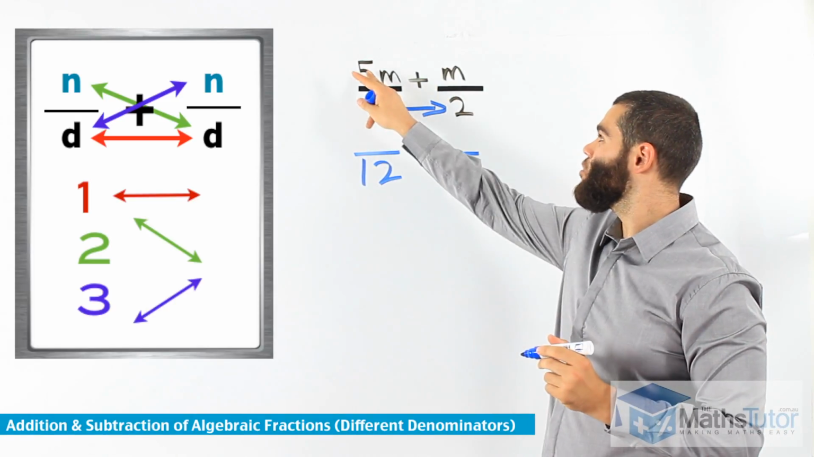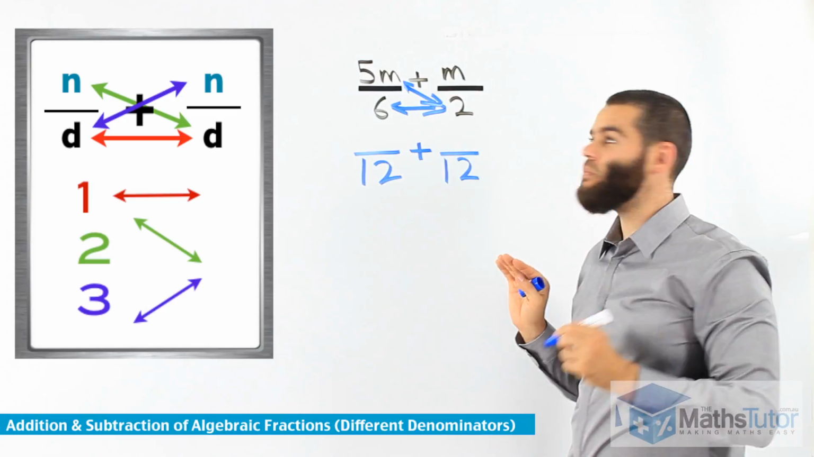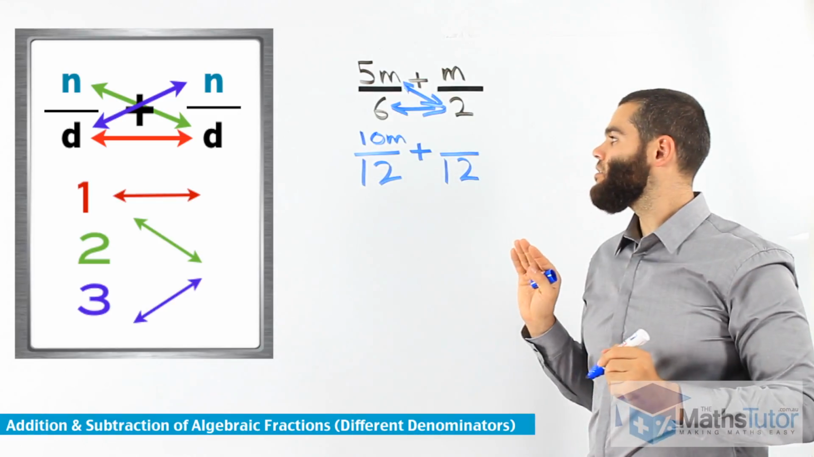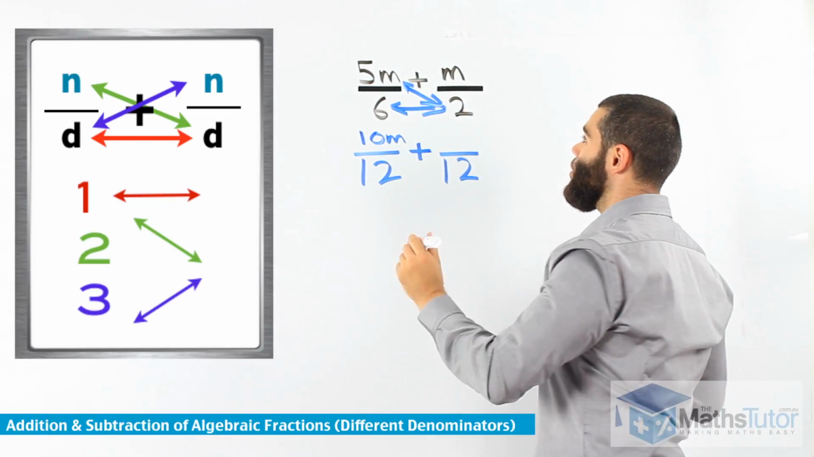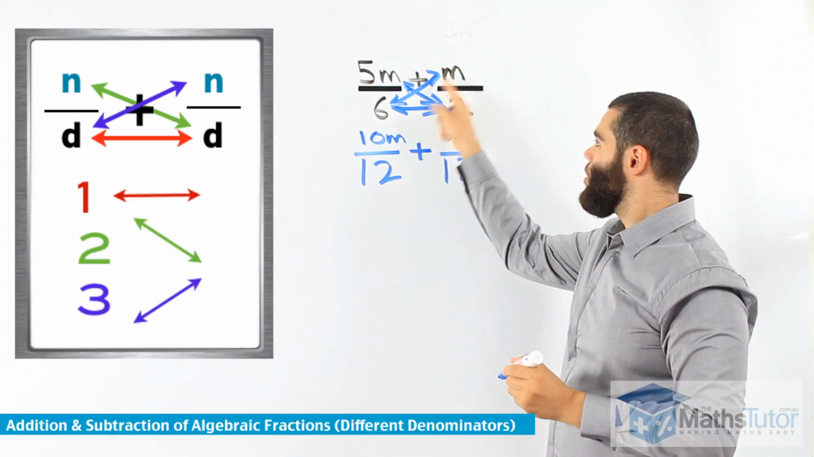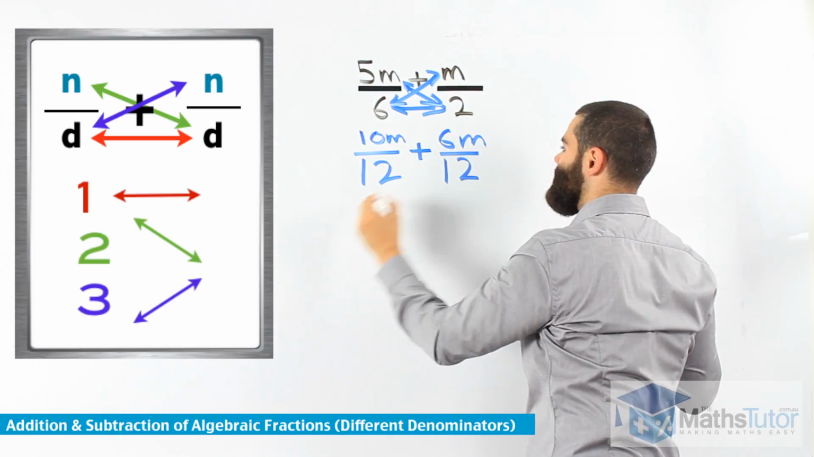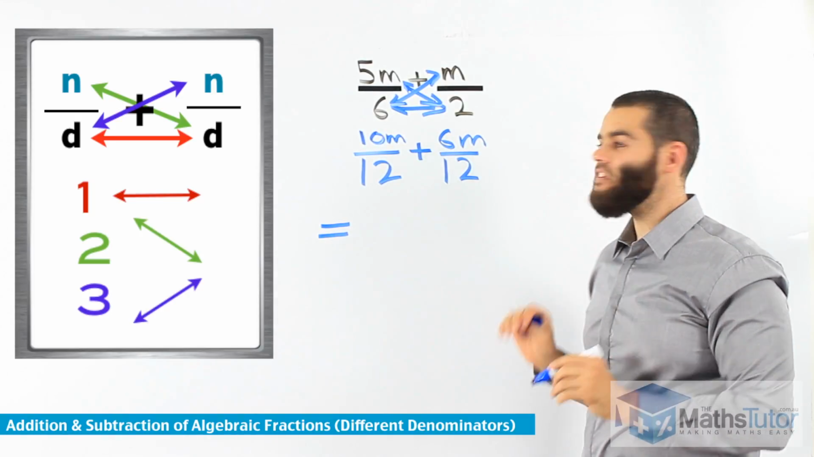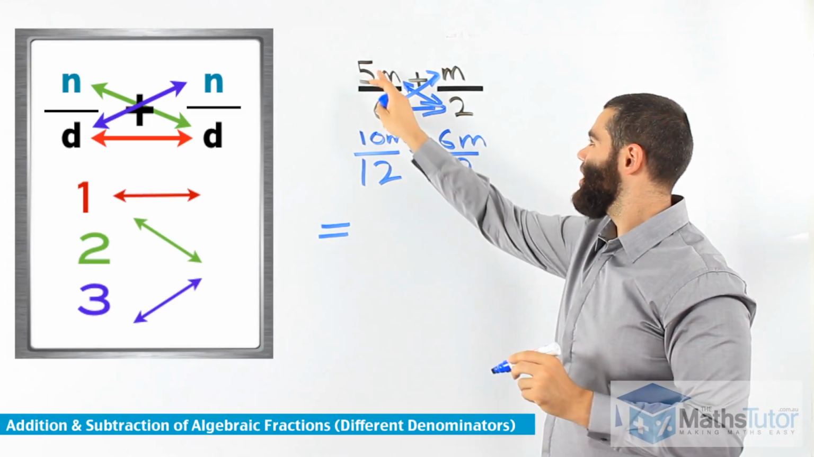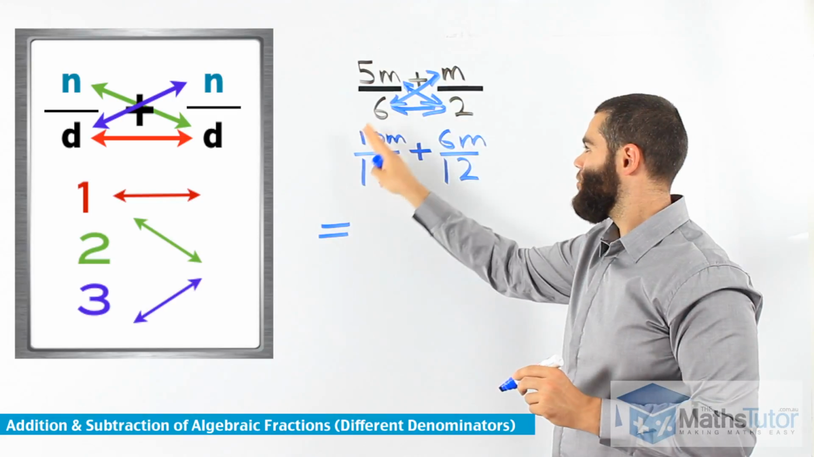Then we multiply the first numerator with the second denominator, and we show our arrows to show what we're multiplying. 5m times 2 is 10m, so 10m over 12. And then we multiply the second numerator with the first denominator. We show our arrow just to show that we're multiplying m with 6. 6 times m is 6m. Now, what do you notice? We've made the denominators the same with this process. So we multiply denominators, then numerator with denominator, then numerator with denominator, and we have our fractions there.